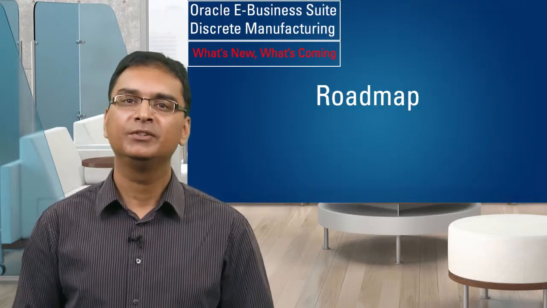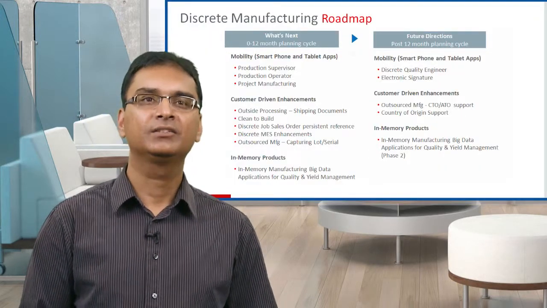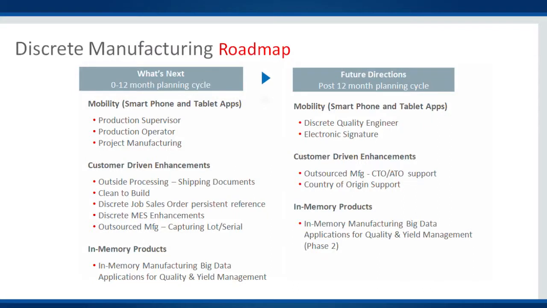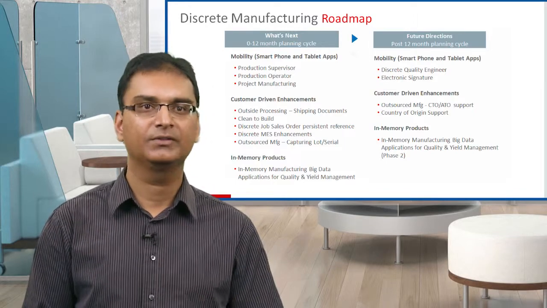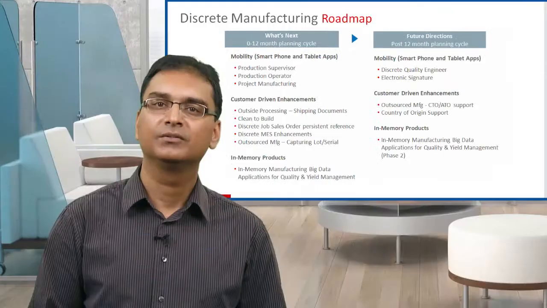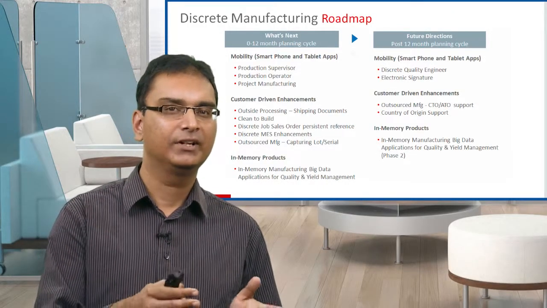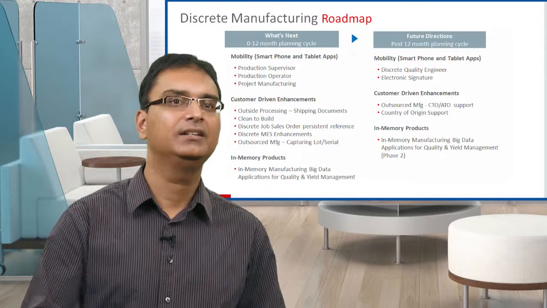So hope that was a good overview of what we did in the areas of discrete MES and electronic Kanban. And with that, let's look at our discrete manufacturing roadmap. So we'll continue to invest in mobility solutions, both smartphone and tablet apps. And we are considering apps for supervisor, operator, and project manufacturing in the next 0 to 12 months. We'll continue to invest in customer-driven enhancements, and some of them are shipping documents for outside processing, clean to build, which is essentially looking at whether the work order has enough components to be able to release it on the shop floor.